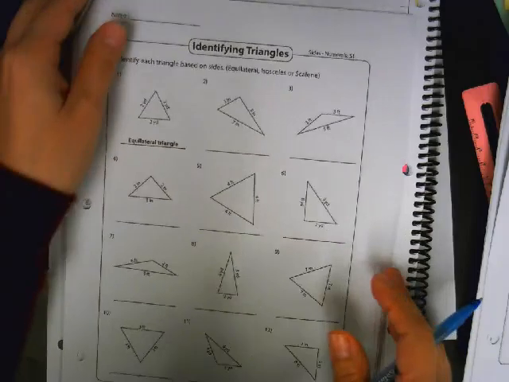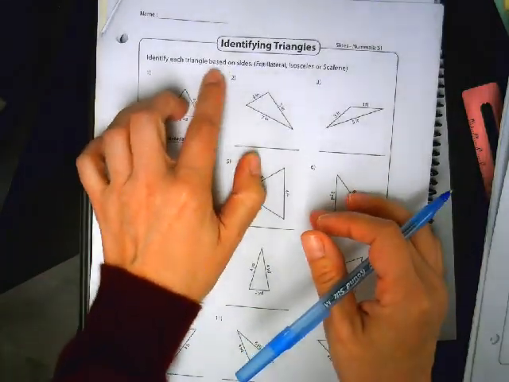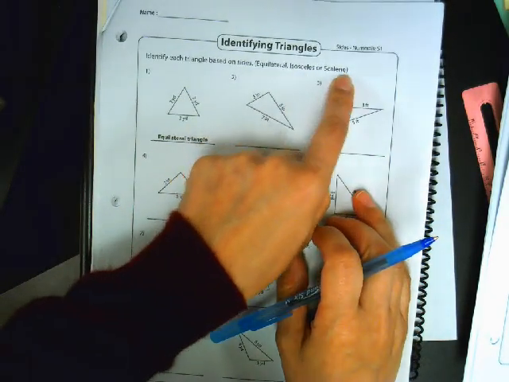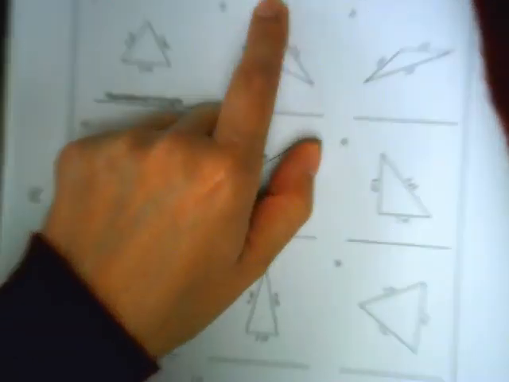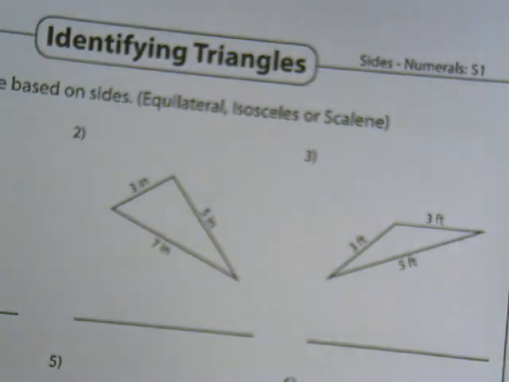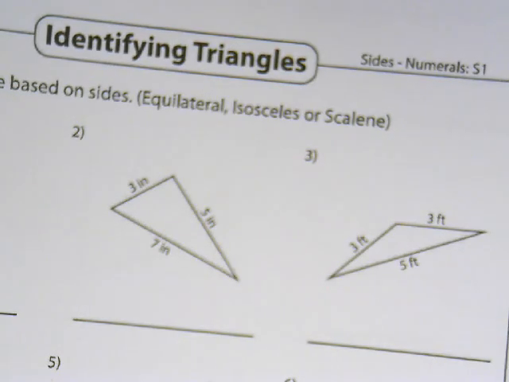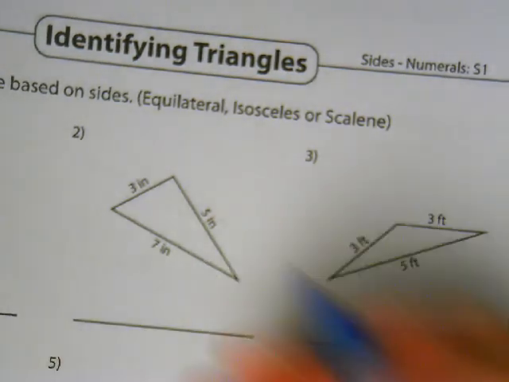Yeah, page 8. Identify each triangle based on the sides. Here are your options. Equilateral, isosceles, scalene. Equilateral, how many sides are equal? All three sides. Isosceles, two sides are equal, and scalene, none. So if I look at number 2, I have a triangle that measures 3, 5, and 7. Are any of the sides equal? Nope. So we call it a scalene because none of the numbers match. So it's a scalene triangle.